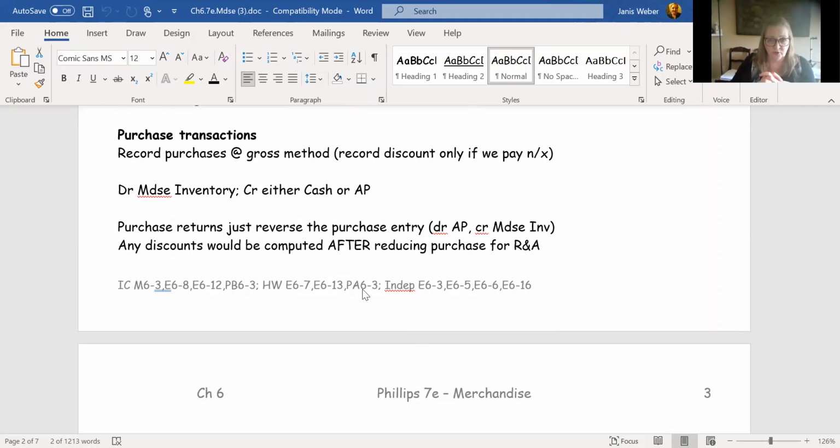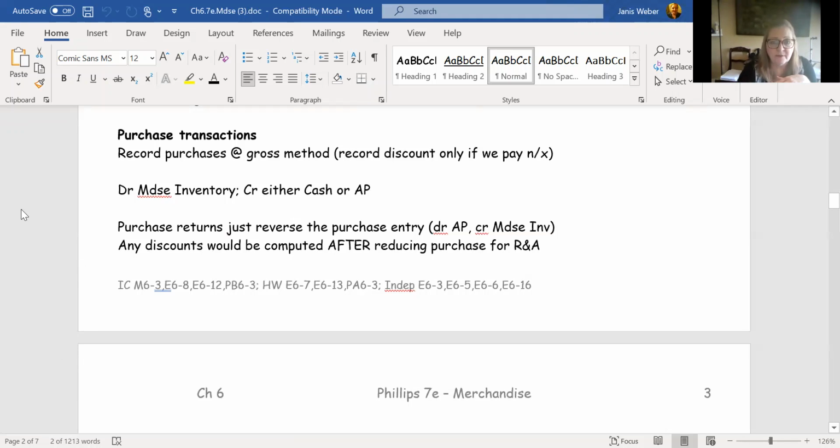So to purchase, you record the purchase under the gross method. That's a choice you can make, where you record the discount only if you take advantage of the discount, similar to what I was talking about with sales discounts. So you would debit merchandise inventory, and you would credit either cash or accounts payable, depending on whether you paid for it today or will pay in the future. Purchase returns reverse the purchase entry. So you would debit accounts payable or cash, since they pay you back, and you would credit merchandise inventory.